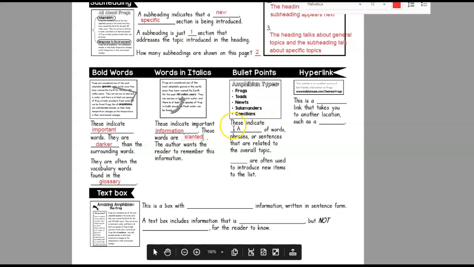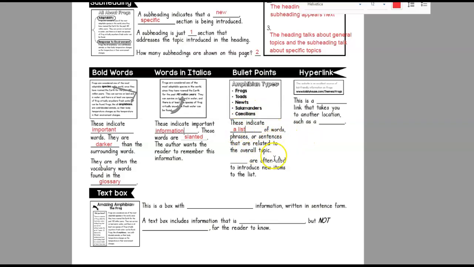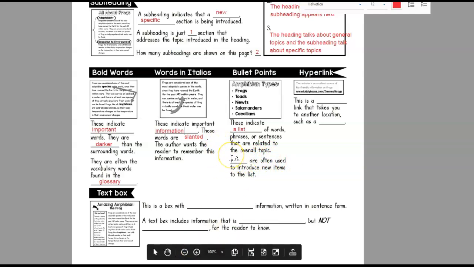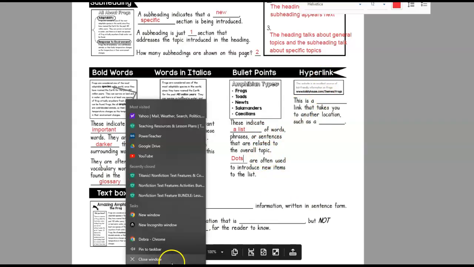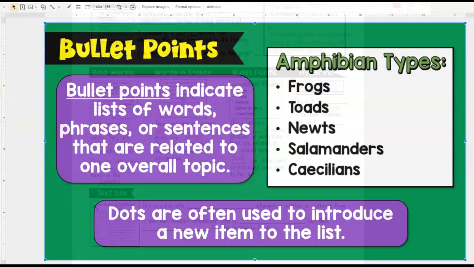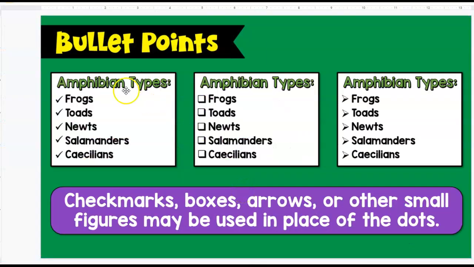These indicate a list of words, phrases, or sentences that are added to the overall topic. Dots are often used to introduce new items. They call them dots. Dots are often used in books. Then we have hyperlink. We don't see as many, there we go. Sometimes the dots are in the form of other things is what they're wanting you to do.